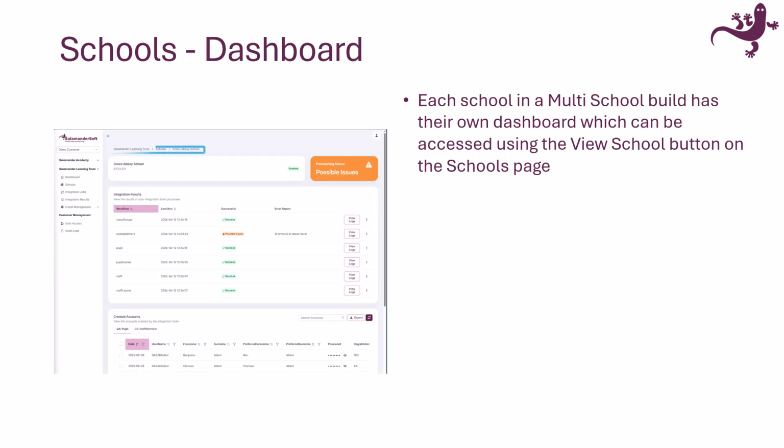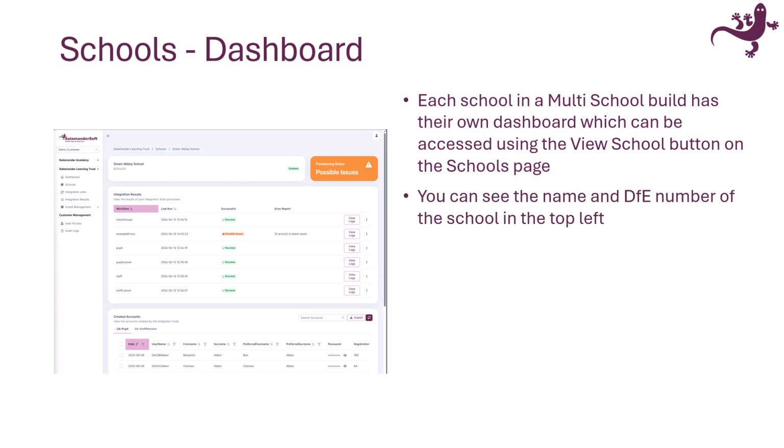Each school in a multi-school build has their own dashboard, which can be accessed using the View School button on the school's page. You can see the name and DFE number of the school in the top left. You can see the provisioning status in the top right.